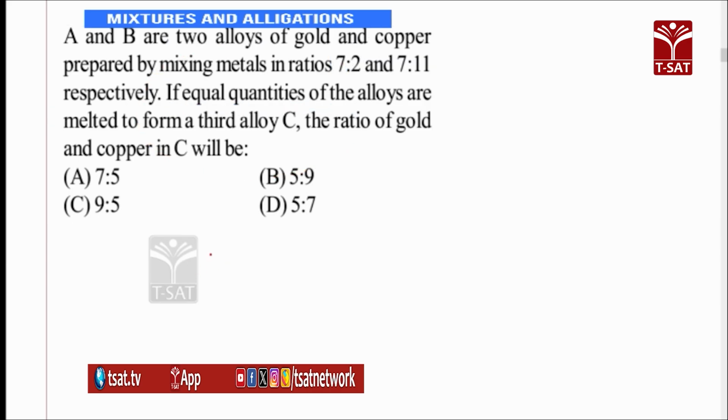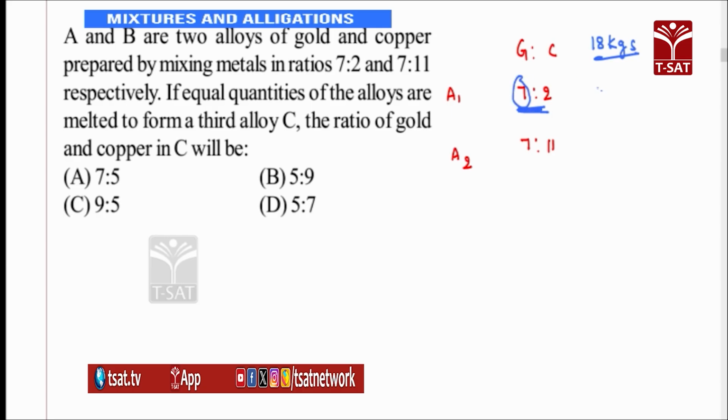Let's take the ratio of gold and copper in the first one. It's 7:2. In the second one, it is 7:11. This is alloy 1, alloy 2. Now tell me, take a multiple. How many parts are there? 9 parts. How many parts are there? 18 parts. Take any number which is a multiple of 9 and 18. I am taking 18 kgs. If I take 18 kgs, tell me how much gold is there in this. 9 parts is 18 means each part is 2 kg.